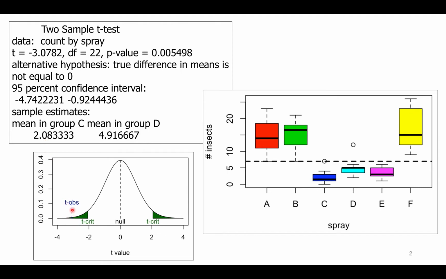And if we plot that here, we find that that is farther away from the null value of 0 than our critical value. So basically we have enough evidence to reject the null hypothesis and conclude that in this case spray C does actually work better than spray D at controlling insects, and we can see that reflected in their sample means as well. So the average from group C, or spray C I should say, was about 2 insects, and the average from spray D was about 5 insects. So we're going to look through a couple more examples in this video and in class as well.